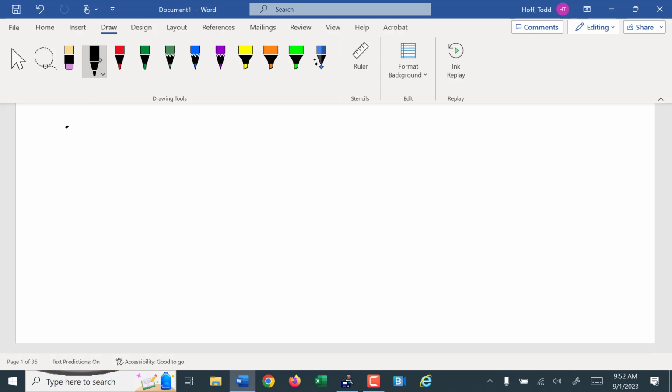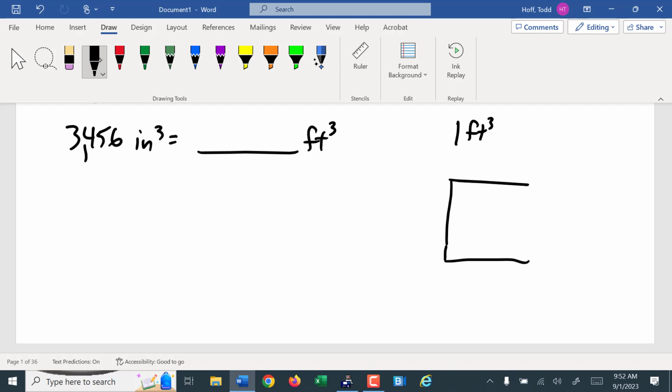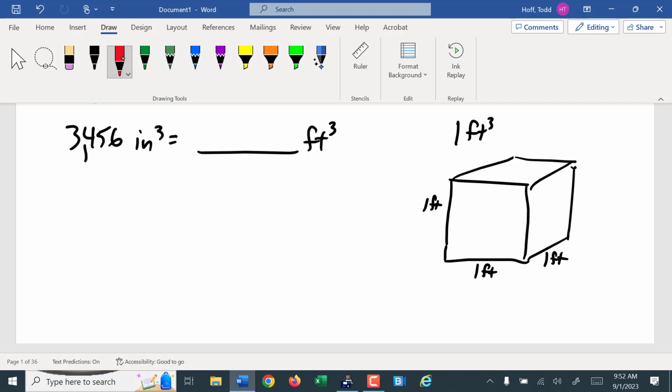If I have 3,456 cubic inches, that sounds like a lot of cubic inches, doesn't it? But if I convert that into cubic feet, 1 cubic foot, just like a square foot was defined to be a square that's 1 foot by 1 foot, is defined to be a cube that is 1 foot by 1 foot by 1 foot, which means it's 12 inches by 12 inches by 12 inches.